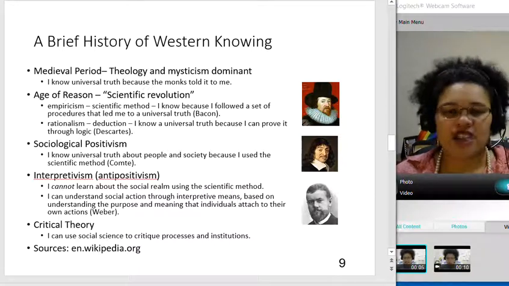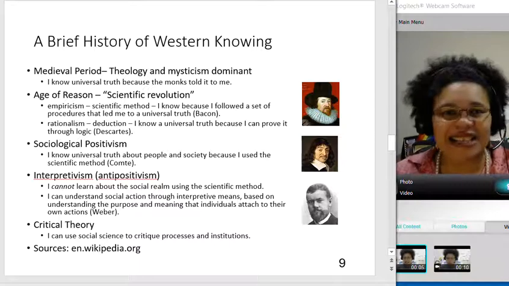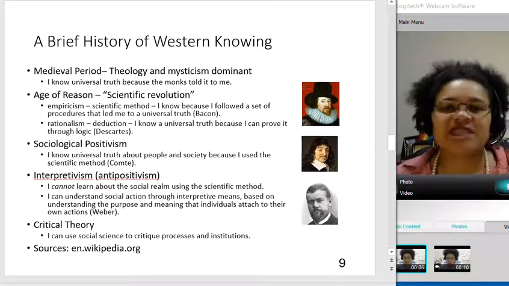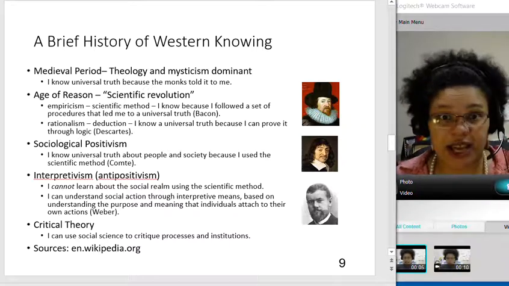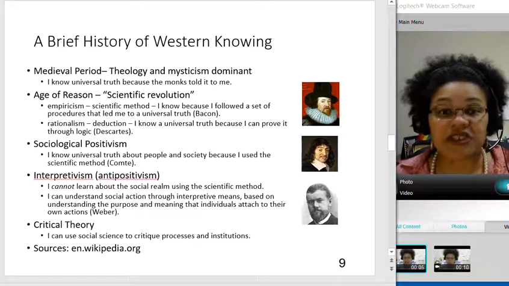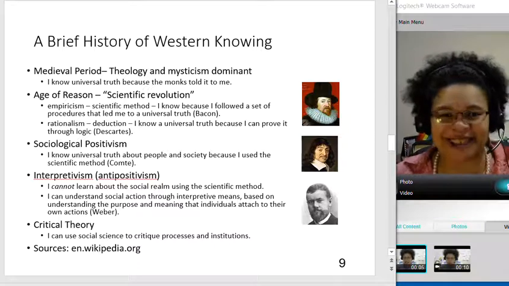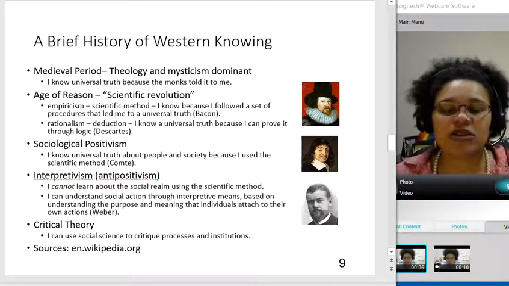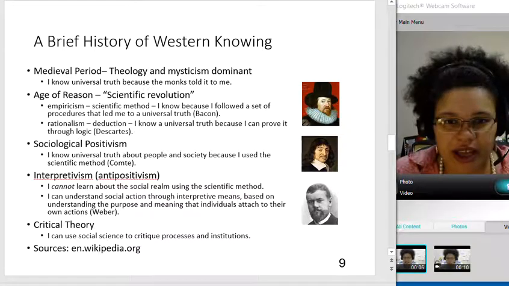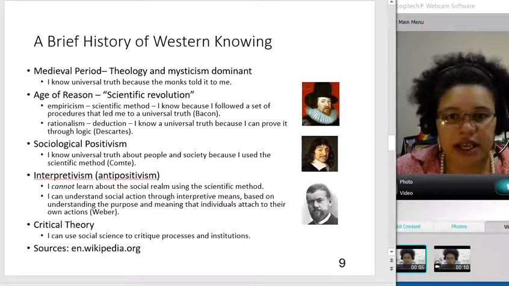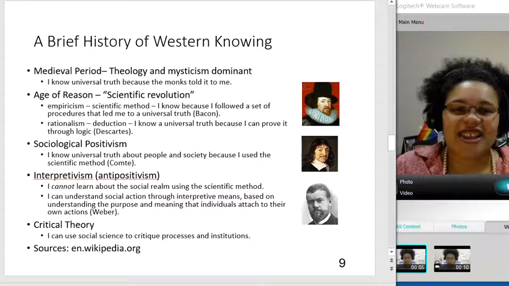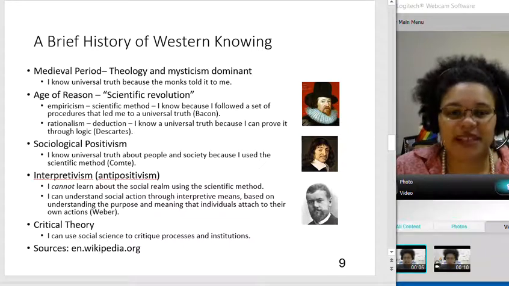Okay, so back to the medieval period, theology and mysticism were dominant. Okay, so kind of the way of knowing. Sid the science kid back then might have said, I know universal truth because the monks told me. Okay, theology was dominant. And then we get the age of reason, the so-called scientific revolution, and really the birth of empiricism or the scientific method.